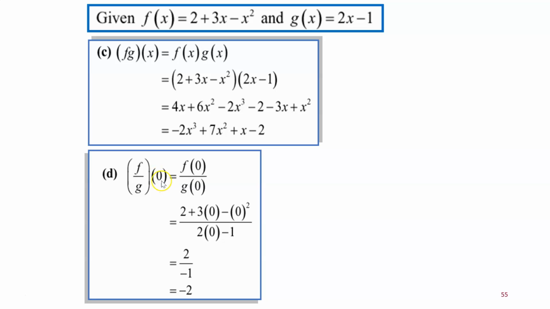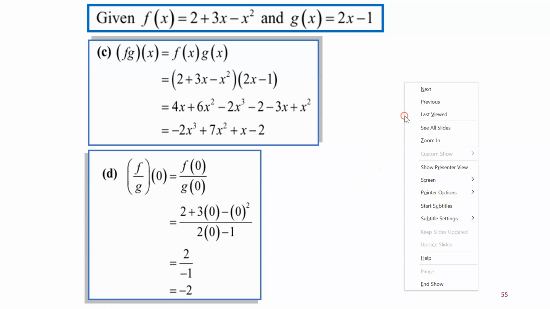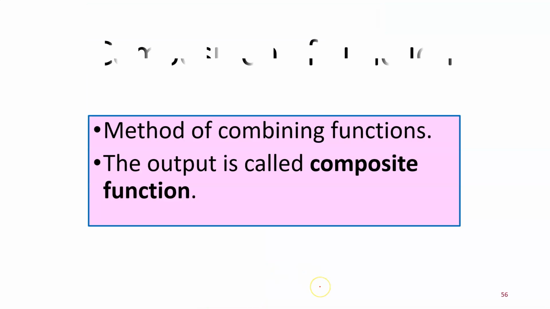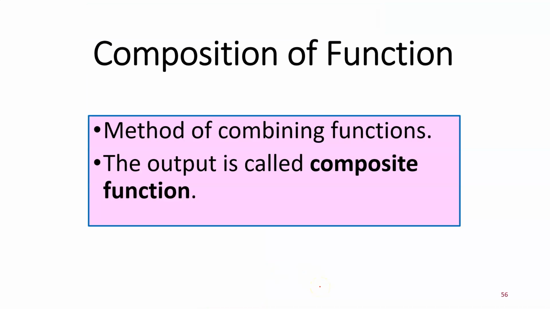And for division, hasil bahagi, f over g, you need to find f over g of 0, which means that your x over here equal to 0. This is actually your x, okay? This one also is your x. So you need to substitute the x with 0. So you just fill in the x value here with 0 as well as this one until you get this answer. Okay. So that is arithmetic operations on functions.